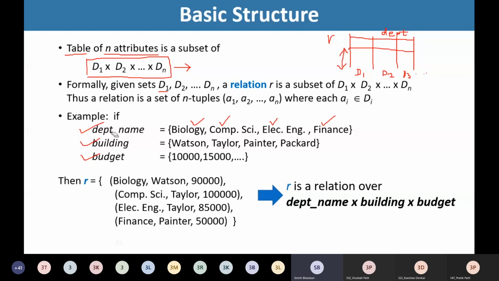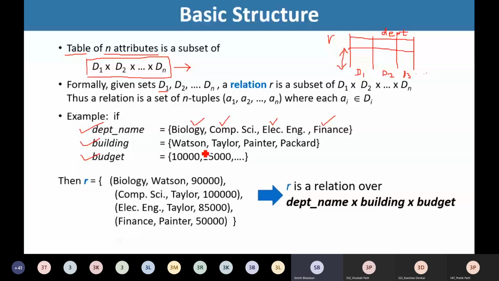Right? So, the respective domains for these three attributes are mentioned over here. Now, what we are saying is, if we look at the Cartesian product of all these domains, so if we look at the Cartesian product department name, building, and budget, what we will have? We will have a huge set, and that set will include all the combinations of these values.